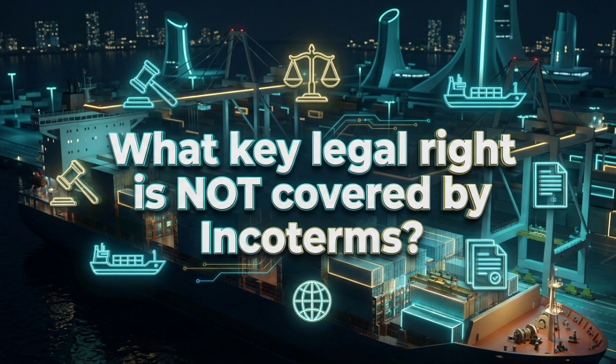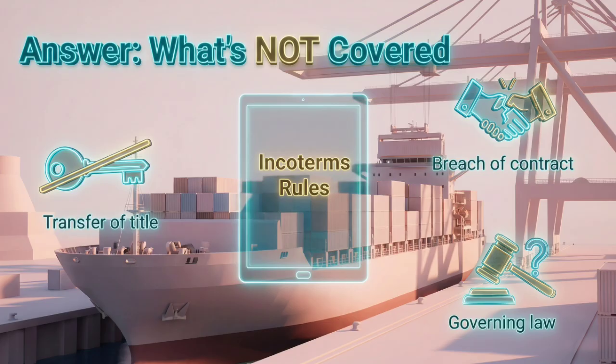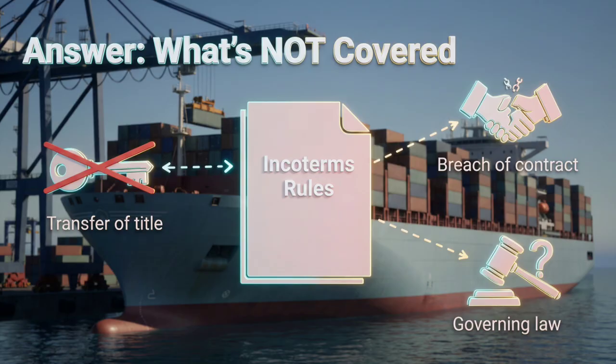Let's try one more question to drive home the limits of these rules. What's the single most important legal right that is not covered by any Incoterms rule? And the answer is the transfer of title, which just means ownership. Incoterms tell you who carries the risk if something goes wrong, but they never, ever say who legally owns the goods at any point. Ownership, along with things like what happens if someone breaks the contract or which country's laws apply, all of that has to be spelled out very clearly in your main sales contract.